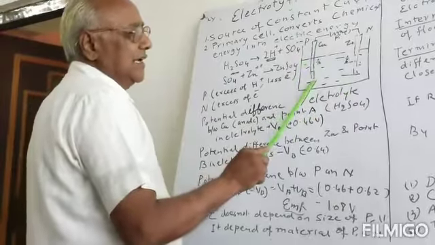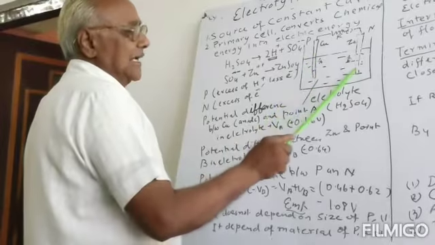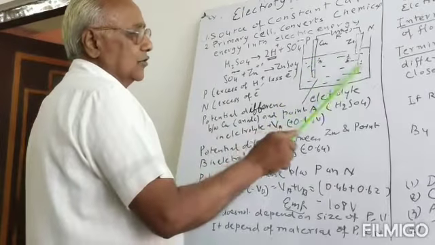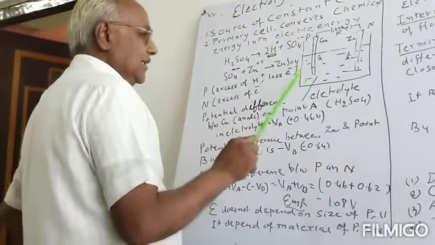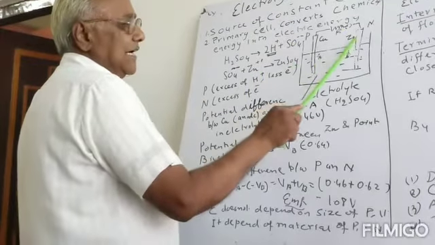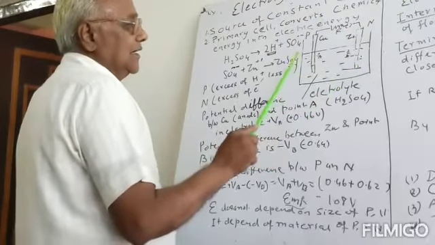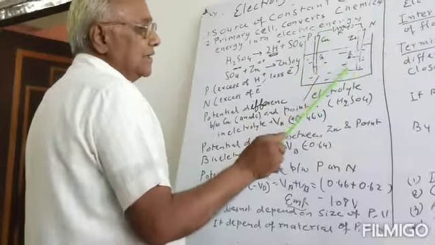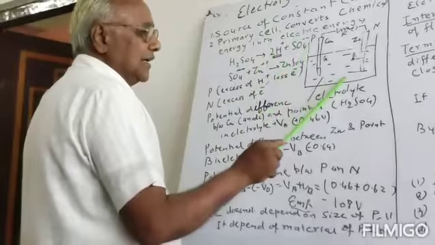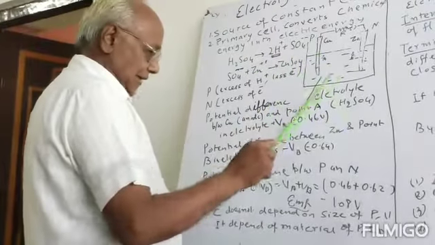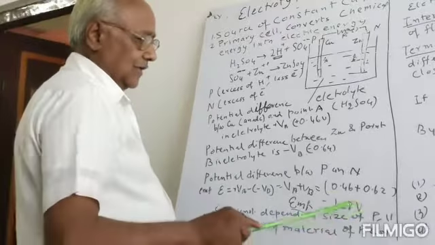The EMF of the cell does not depend upon the shape and size of the electrode. It only depends upon the material, and here we have taken copper and zinc material. The potential difference between anode and cathode when the electrolytic cell is in open circuit, meaning no current is flowing, is the EMF, and EMF will be equal to 1.08 volt.